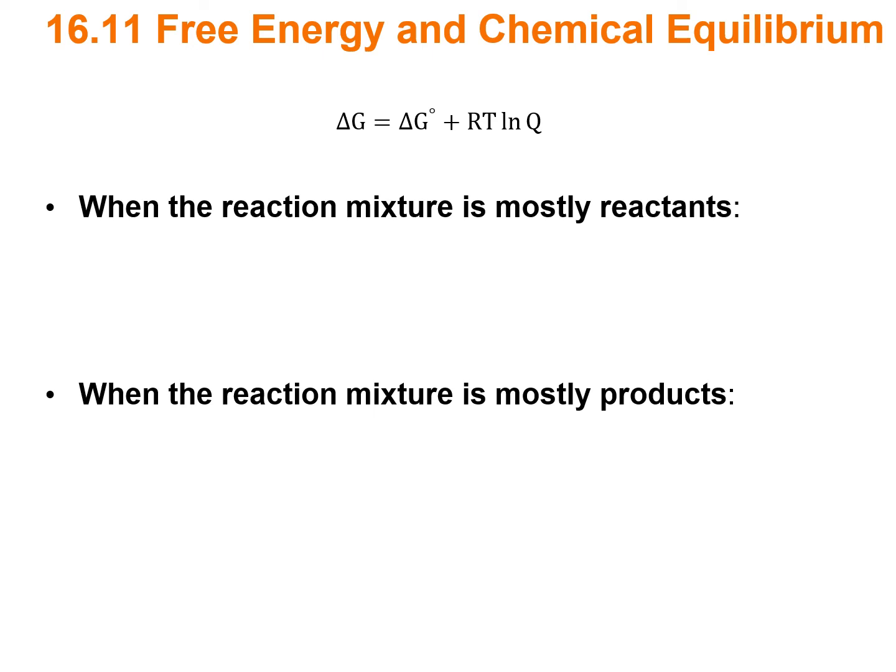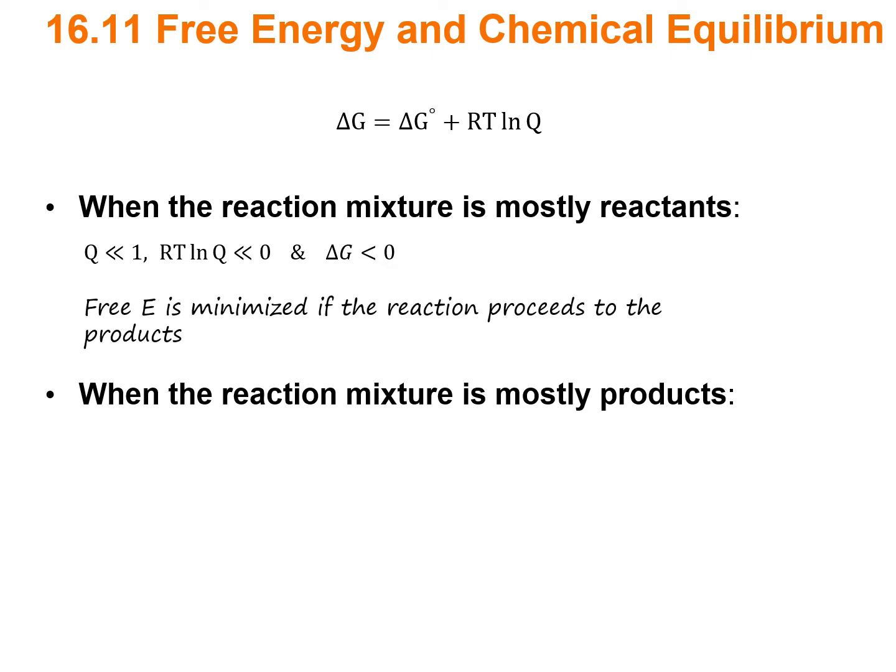So if we look at a reaction and we have most of the reaction mixture as reactants, then what we expect is Q is going to be much, much less than 1. And that means RT ln of Q is also going to give us a value that's much, much less than 0. And delta G is likely to be less than 0 as a result of that, indicating that a reaction wants to proceed in the forward direction towards the product side.